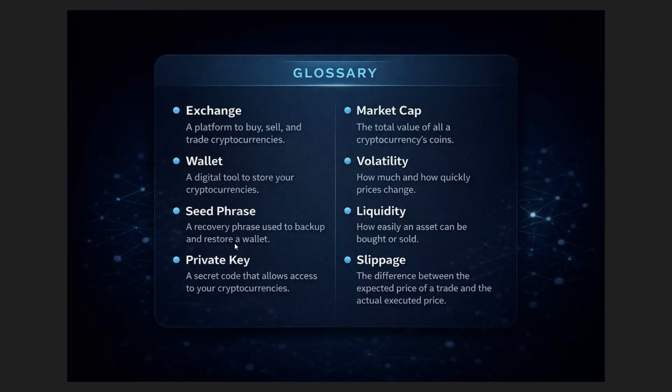Let's hit on market cap, the total value of all a cryptocurrency's coins. Then we move to volatility, how much and how quickly prices can change. Let's talk about liquidity, how easily an asset can be bought or sold. And then finally, slippage, the difference between an expected price of a trade and the actual executed price. These are basic terms that you want to get familiar with. And as we move through the weeks, you'll learn new ones. But this is where we'll start.